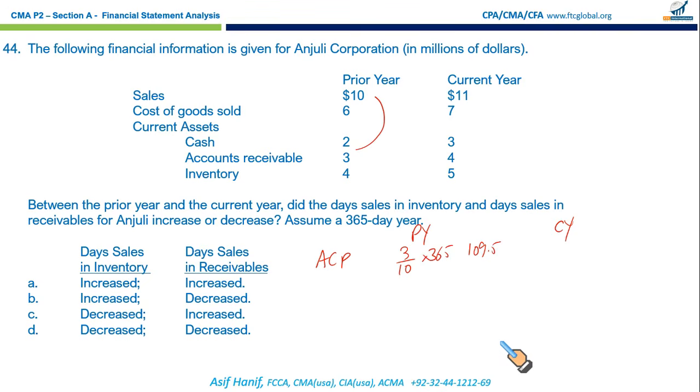What about the current year? Current is 4 by 11. 4 by 11 times 365 gives you 132.73. So your average collection period has increased. First it took you 109 days, now it takes 132 days.